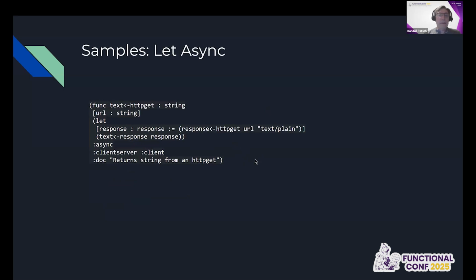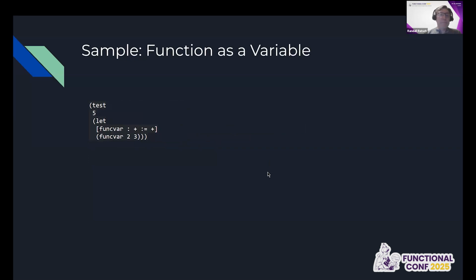An asynchronous let. This one's a little cute behavior where this response from HTTP GET is producing an asynchronous value, and then we're passing it directly into an execution. It's automatically doing the chaining and the future continuations. The only thing we have to do is add an async annotation onto the function, and then it will do all that work for us transparently. Using a function as a variable, so func var is of type plus, and we assign the plus operator to it, or function to it, and then we execute that.